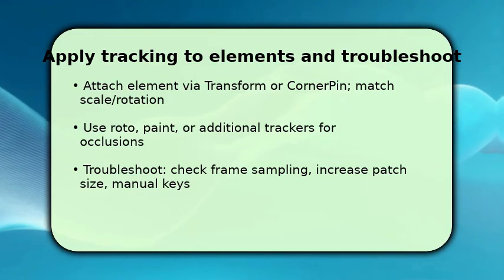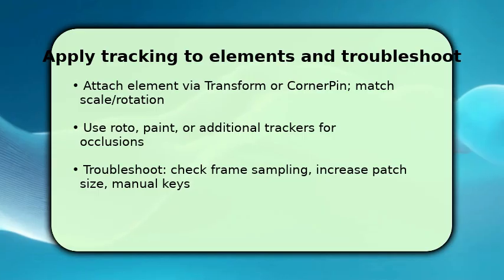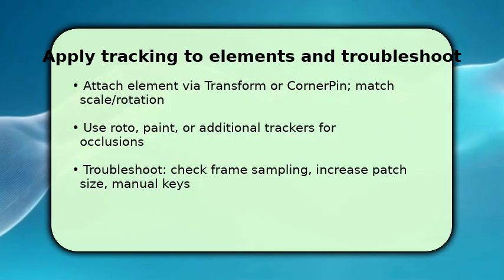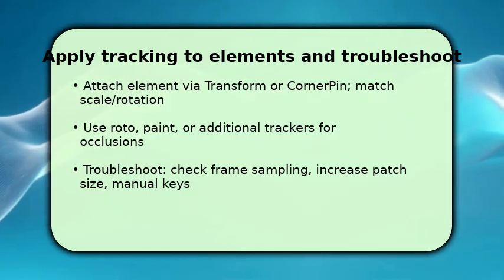If occlusions or long motion breaks a track, add secondary trackers, use roto to isolate the area, or paint over problematic frames. If things go wrong, check frame sampling, increase patch size, or add manual keyframes for consistency. These fixes preserve visual continuity and keep your composite believable.